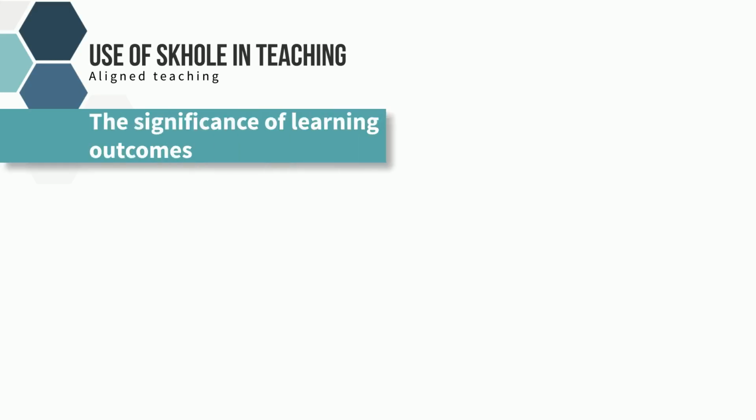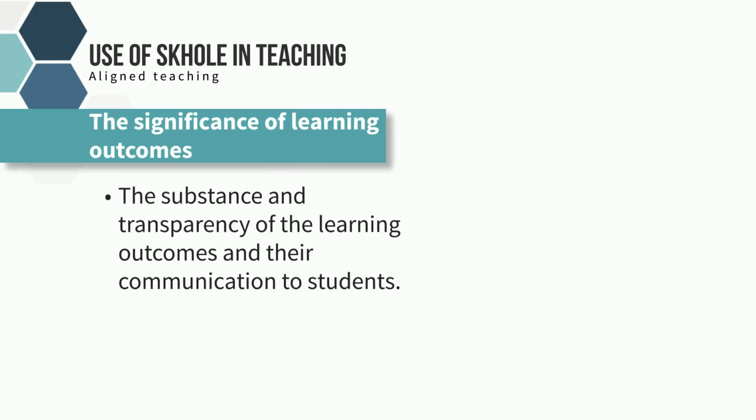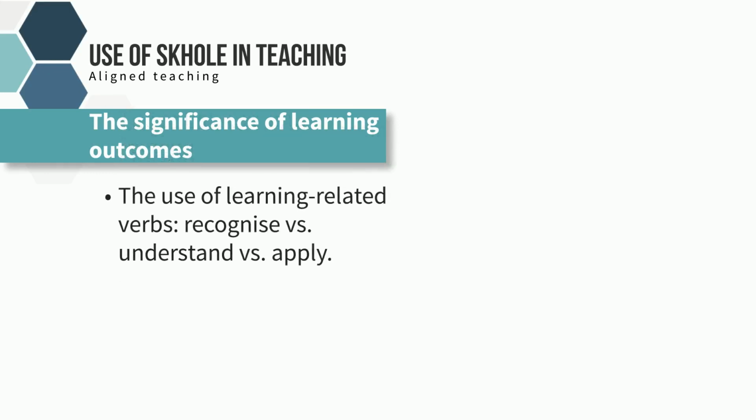The significance of learning outcomes. The planning of a course is based on its learning outcomes. It is important to define concrete, transparent learning outcomes and inform the students about them. The levels of understanding can be specified by using learning-related verbs.